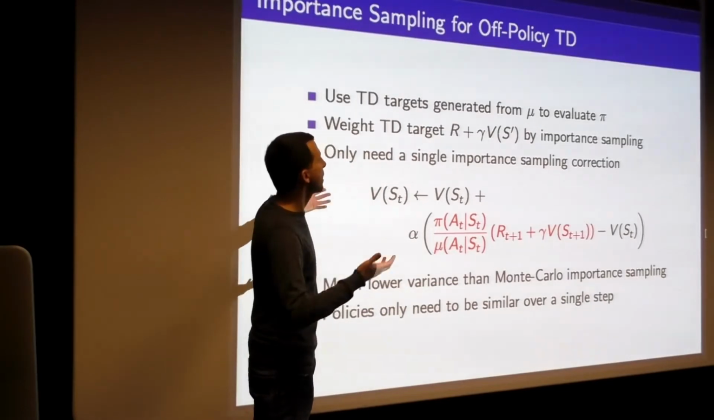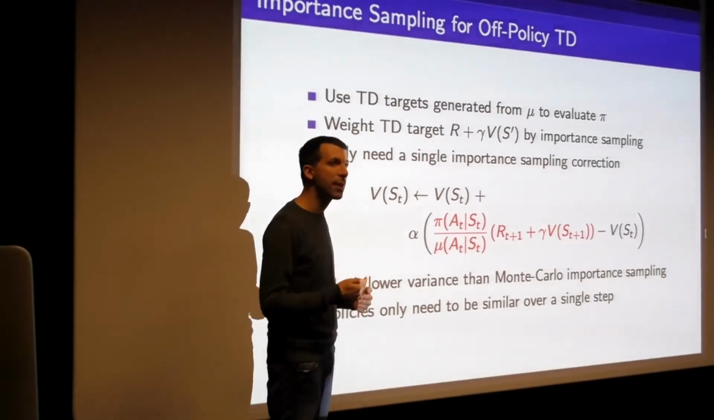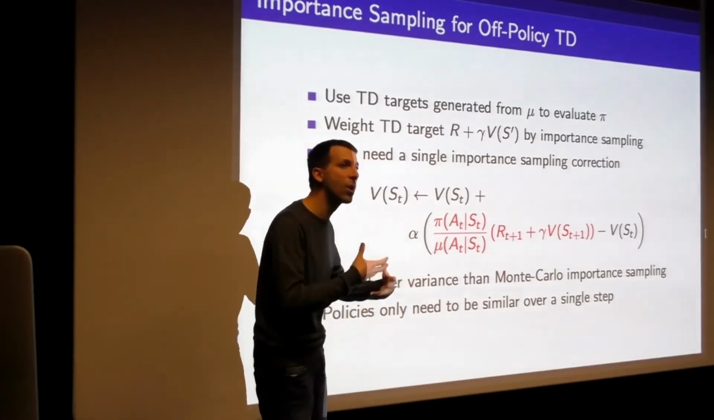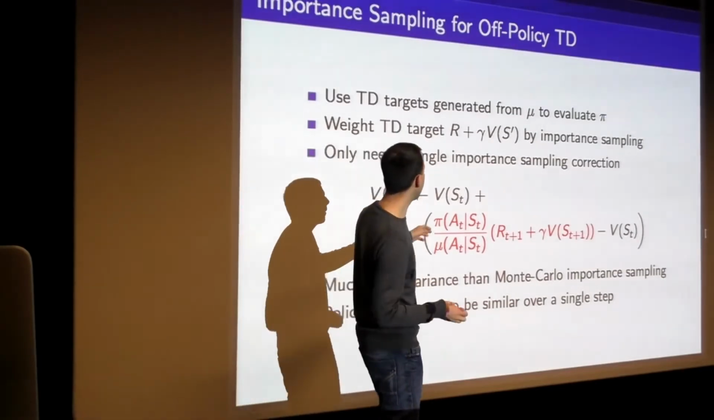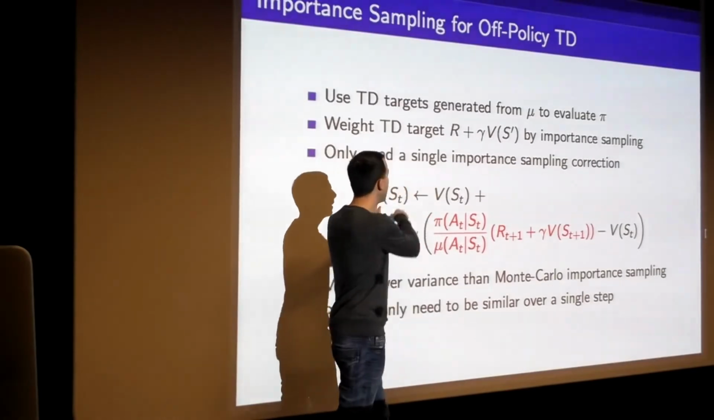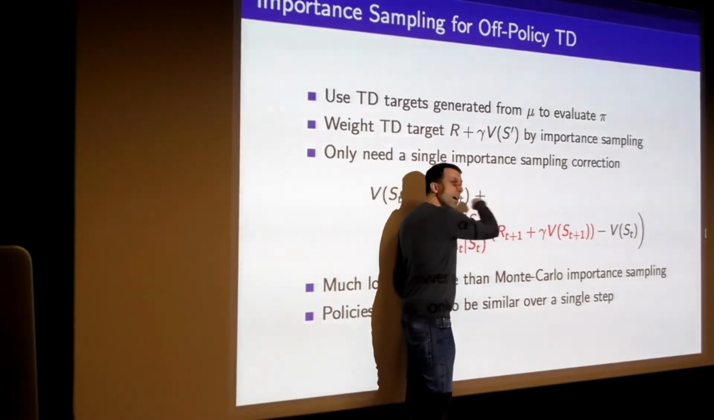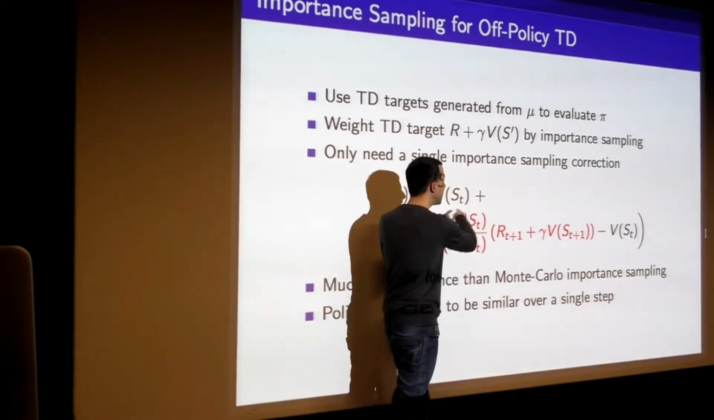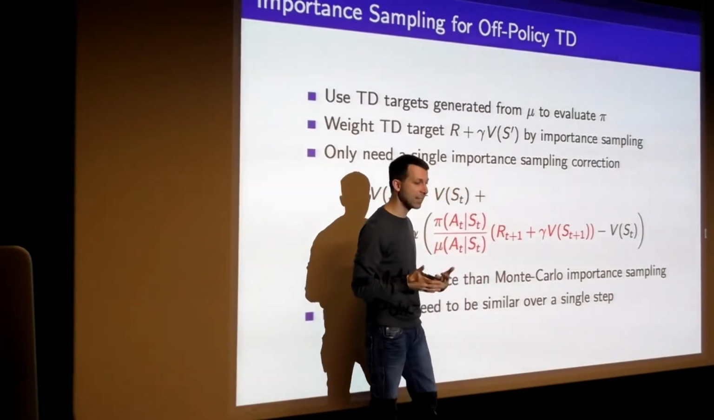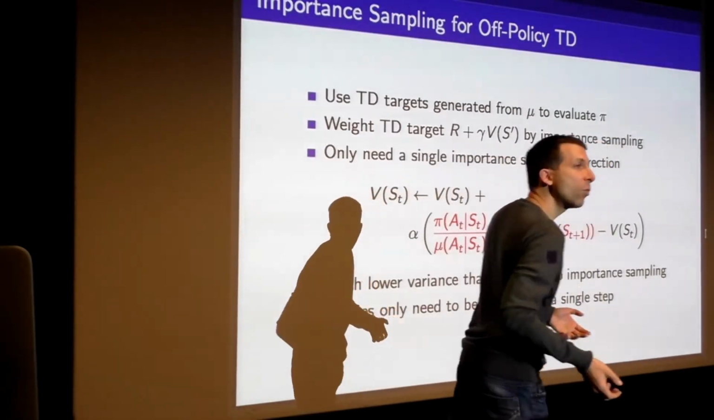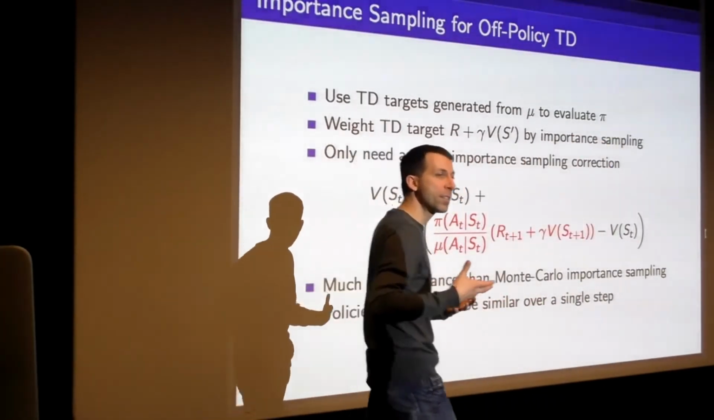And so the simplest idea to use TD learning is just to importance sample, but you only need to importance sample over one step now, because we're bootstrapping after one step. So all you have to do is update your value function a little bit in the direction of your TD target. And for the TD target, we're just going to correct for our distribution over that one step.